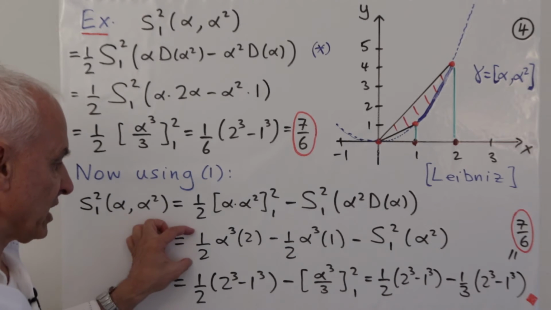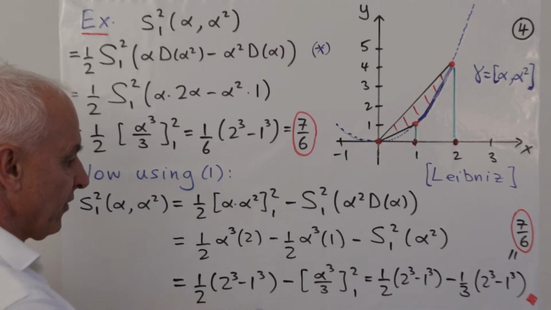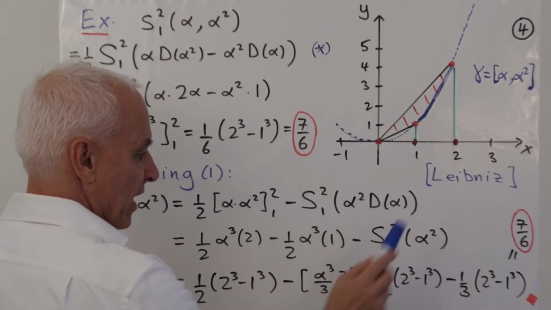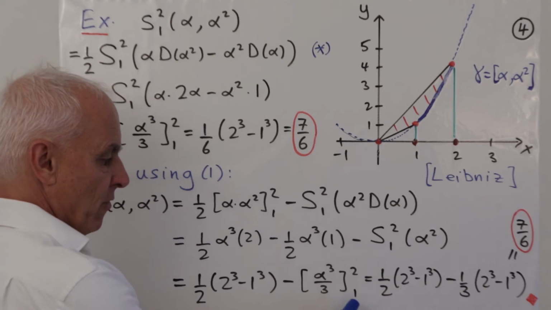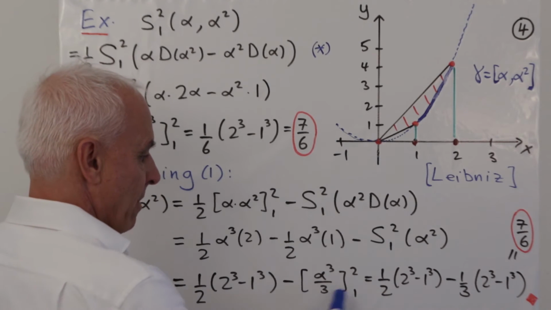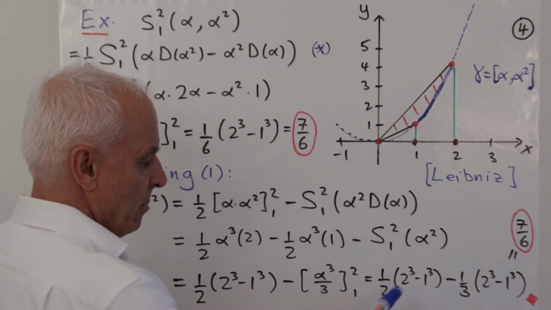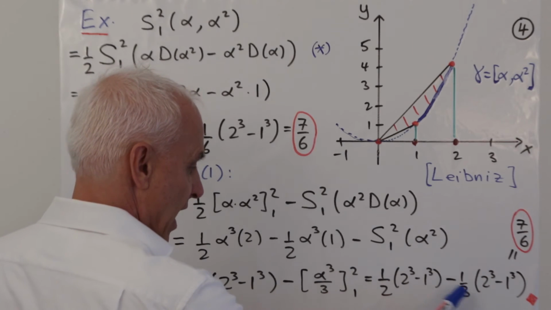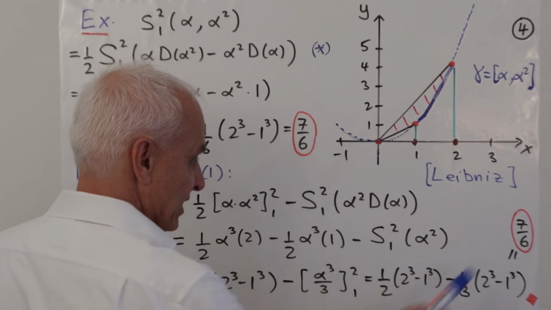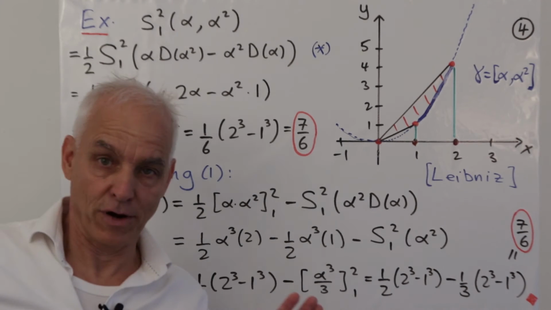So this can be expressed as 1/2 of 2 cubed minus 1 cubed, and this is minus, again, the integral of alpha squared, which is alpha cubed over 3 from 1 to 2. So we get this expression, minus 1/3, 2 cubed minus 1 cubed. With a common factor of 2 cubed minus 1 cubed, 1/2 minus 1/3 is 1/6, so we get 7/6 as before. So yes, the formula does work.